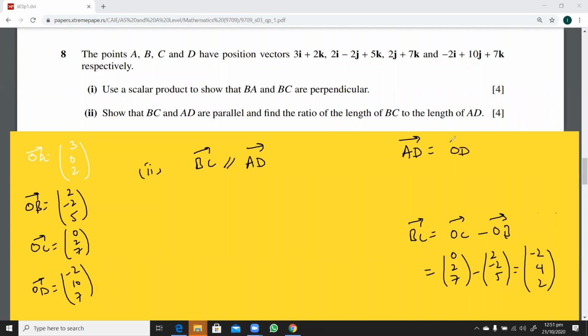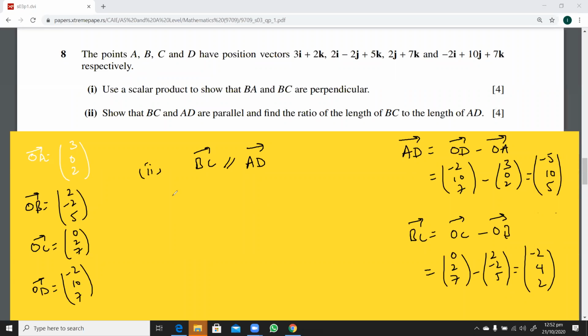They should share the same direction vector, or the direction ratio should be the same. So OD is minus 2, 10, 7, minus OA, which is 3, 0, 2. This is minus 5, this is 10, this is 5. Now this BC is minus 2, 4, 2 and this is minus 5, 10, 5.